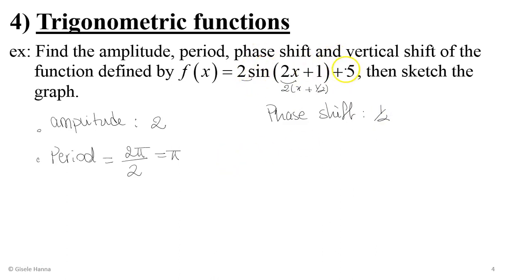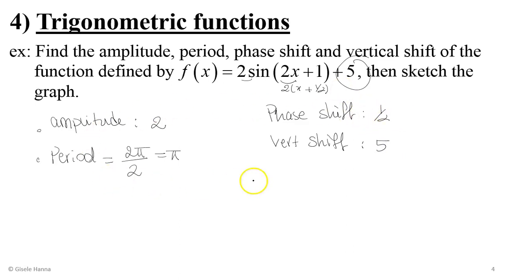And similarly, we have the vertical shift. The vertical shift is the constant we're adding to the sine function, which in this case is 5. Then we need to sketch the curve.